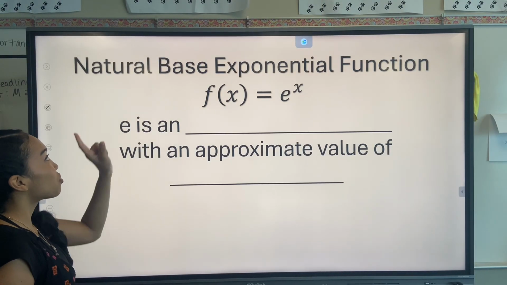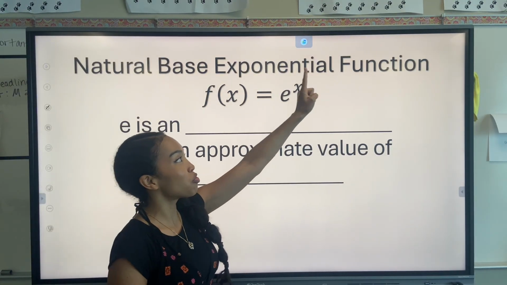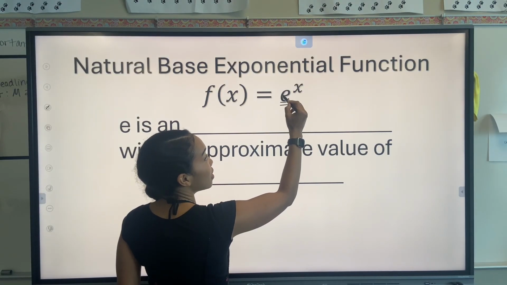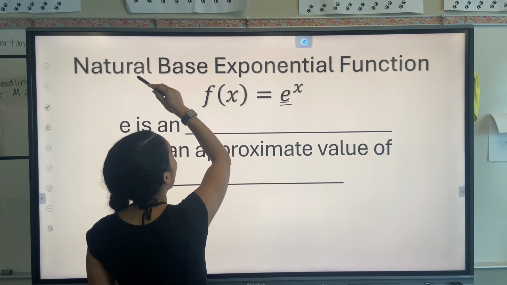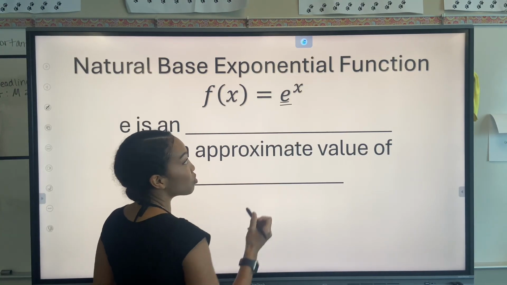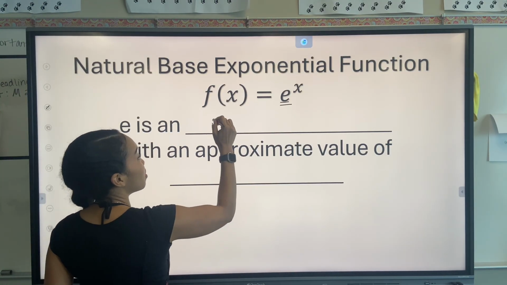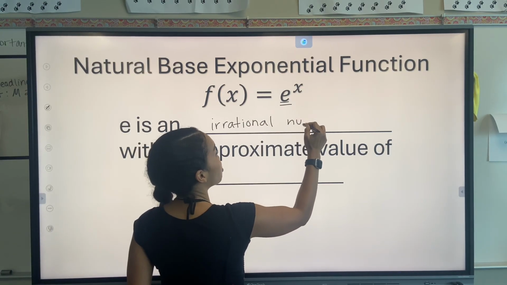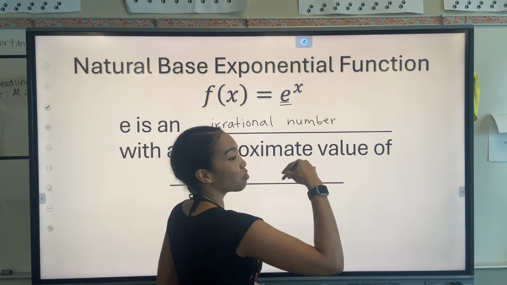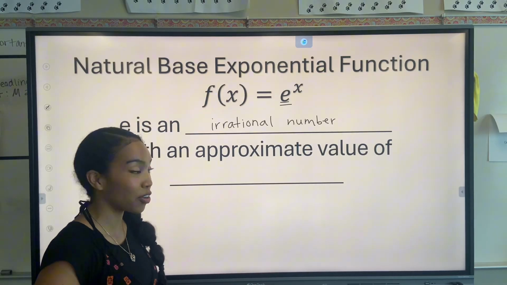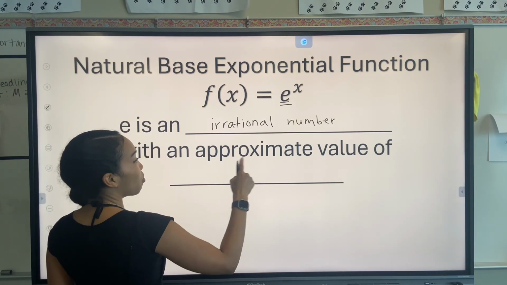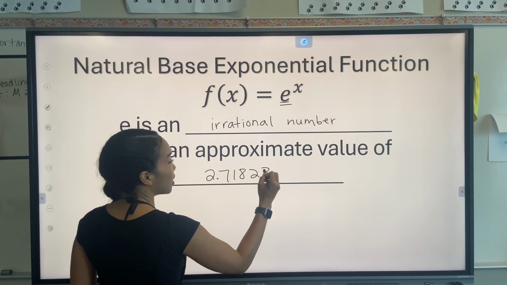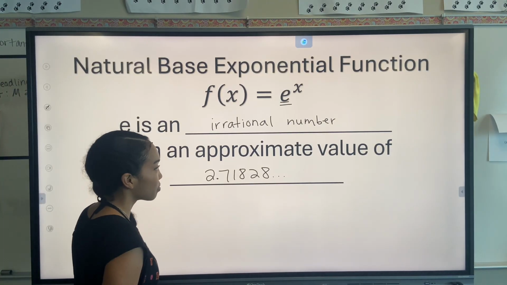Today's lesson is over the natural base exponential function. The natural base is when your base is e. E is what we call the natural base, and E stands for Euler's number. It's an irrational number, because the number just goes on forever and ever and it has no pattern. E has an approximate value of 2.71828, and then it just goes on forever.